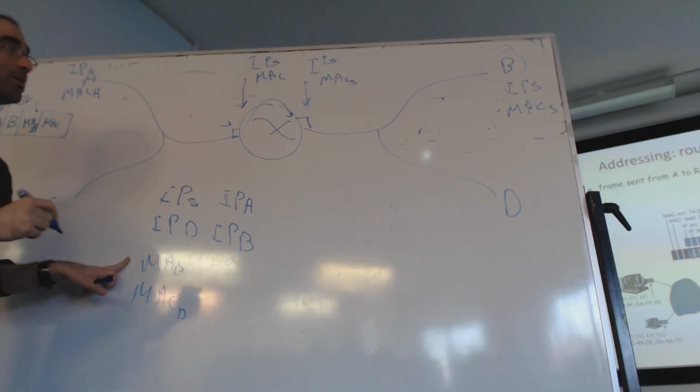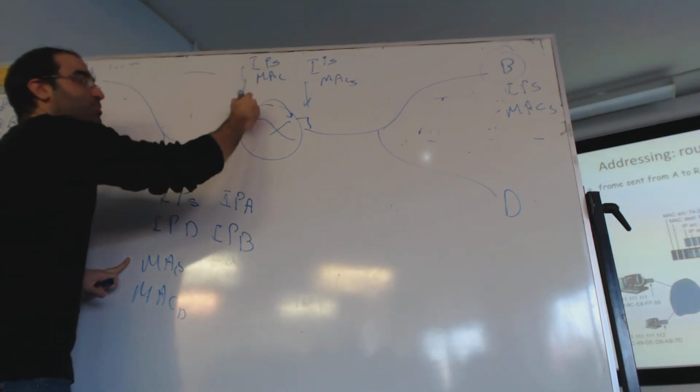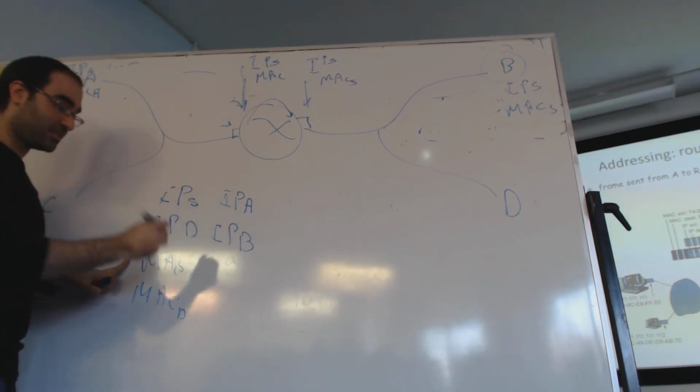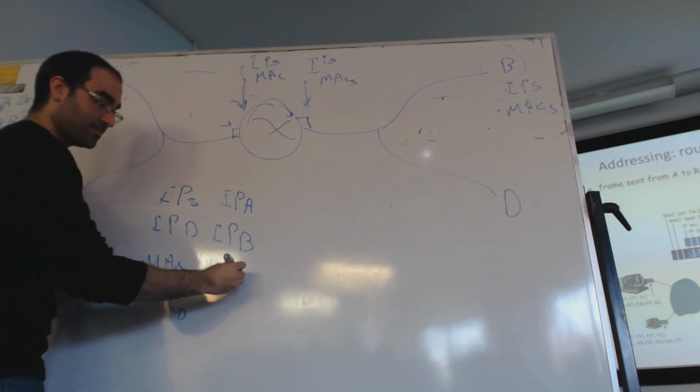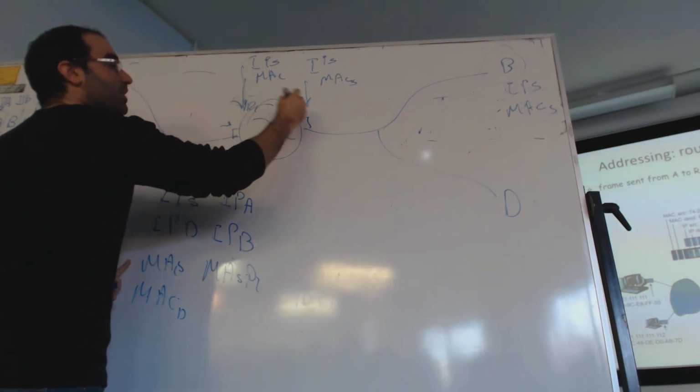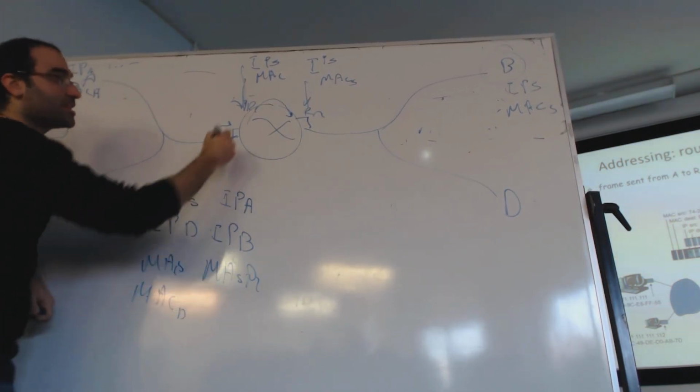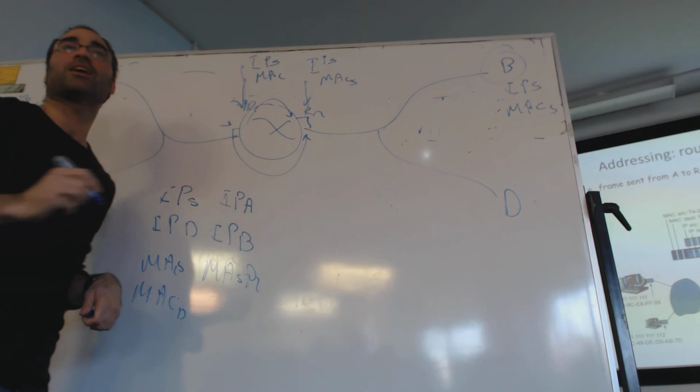What's the MAC source now? The MAC source of the router, of this side interface. So that would be your MAC side of the router 1. Let's call this router 1 and this router 2. And that will be your destination, passing all the packets to this side of the network.